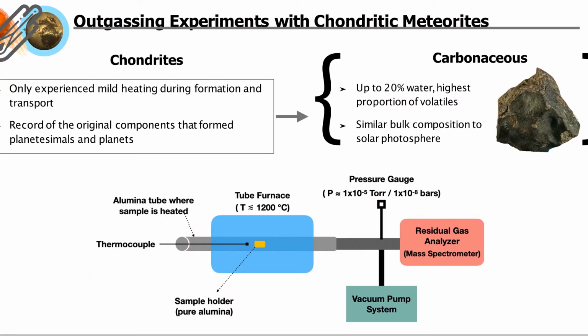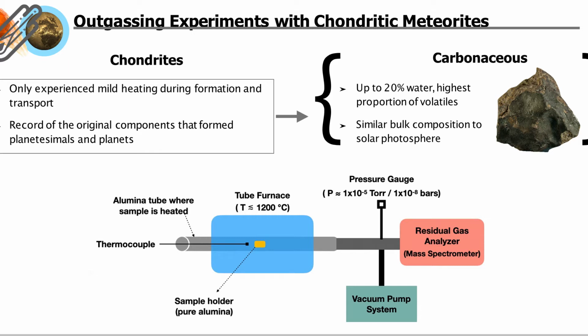Moving to the next slide, what types of meteorites am I talking about? For this project so far, I'm focusing on the type of meteorites that only experience mild heating during formation and transport. These are called chondrites. Chondrites provide a record of the original components that formed planetesimals and planets. Chondrites come in a wide variety, but the type that I'm focusing on for this research is carbonaceous chondrites. These chondrites contain the highest proportion of volatiles relative to other chondrite types, and they had similar bulk compositions to the solar photosphere. So they are representative of the bulk material in the protoplanetary disk during planet formation.